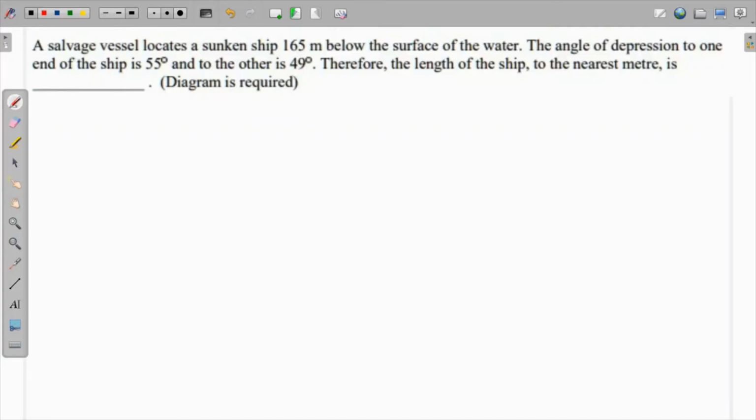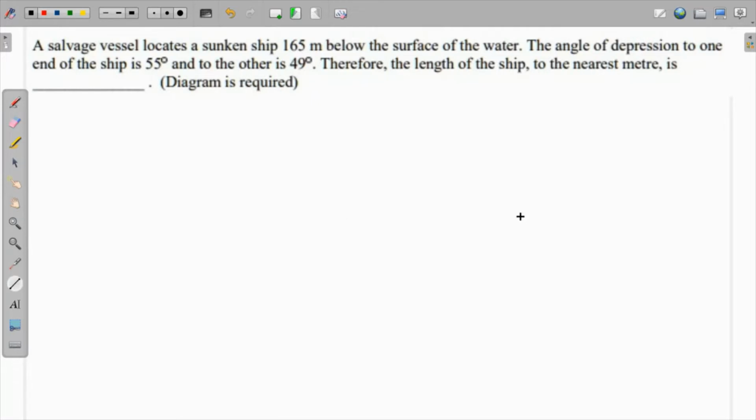A salvage vessel locates a sunken ship 165 meters below the surface of the water, and the angle of depression to one end of the ship is 55 degrees and to the other end of the ship is 49 degrees. So you have to find the length of the ship to the nearest meter.